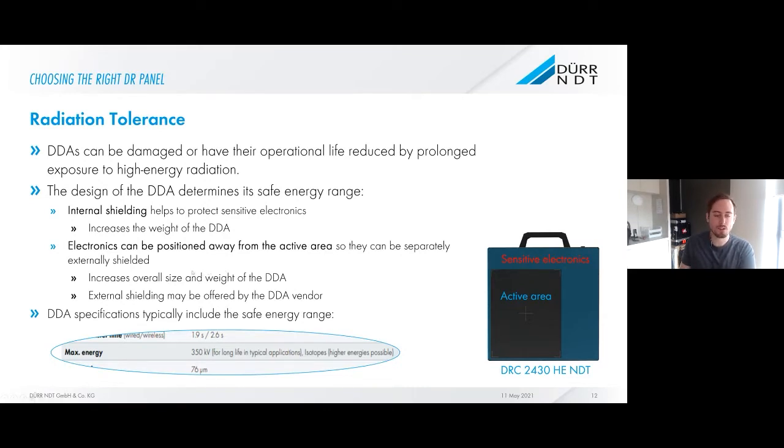Isotopes, you may need this external shielding. But the spec, the datasheet or the brochure usually should tell you the recommended maximum energy for the particular panel. In this case, this datasheet says 350 kV. So that's one thing to check when choosing the panel.